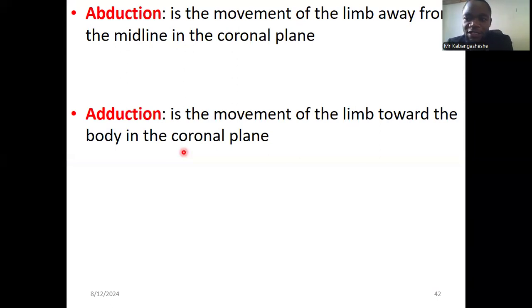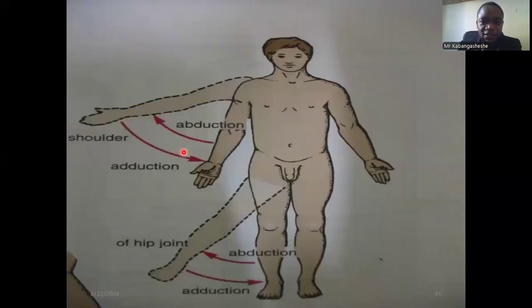We also have abduction and adduction. These are also opposition movements, all right? So moving of the body part away from the center. This is the center, the midline, or the median line, if you like. So this is a median line here, or the sagittal plane cuts the body into left and right.